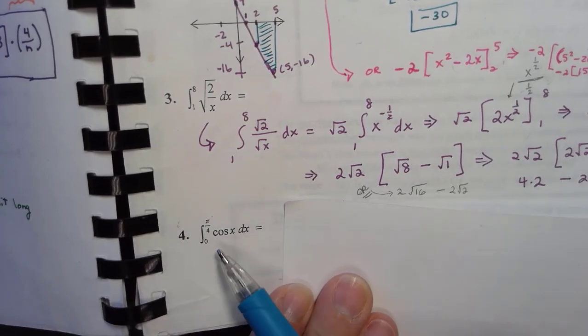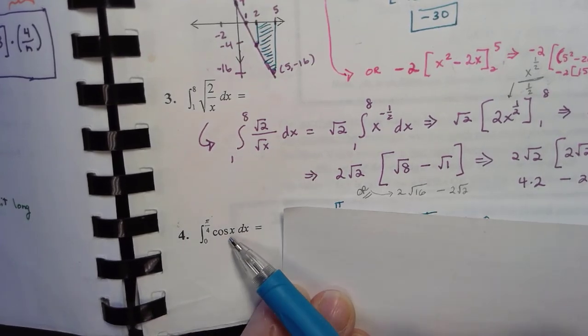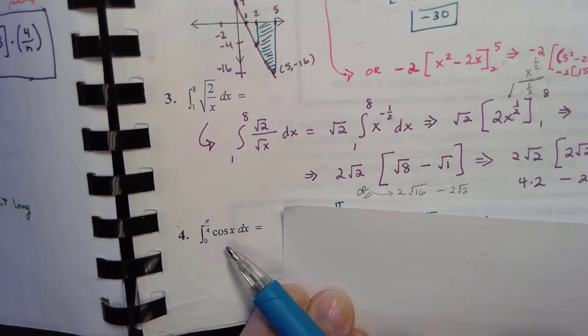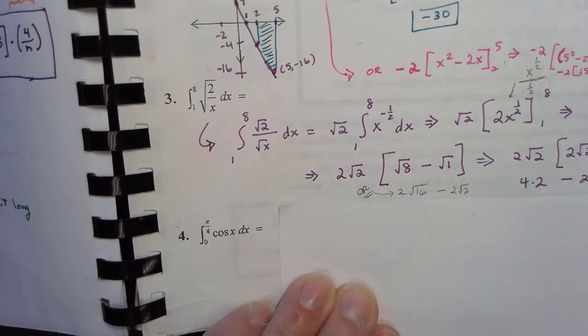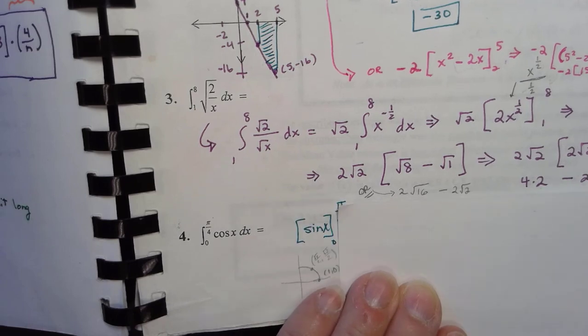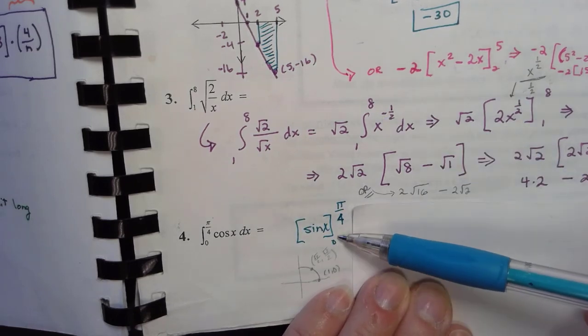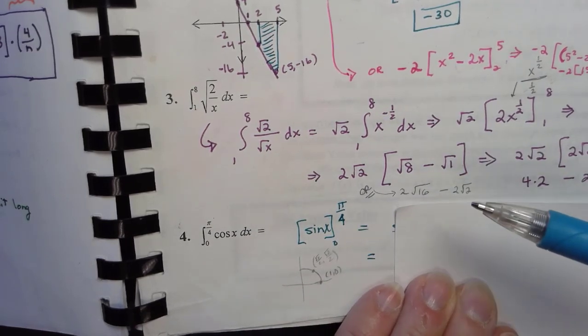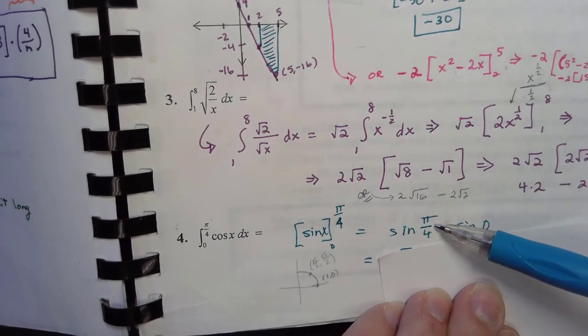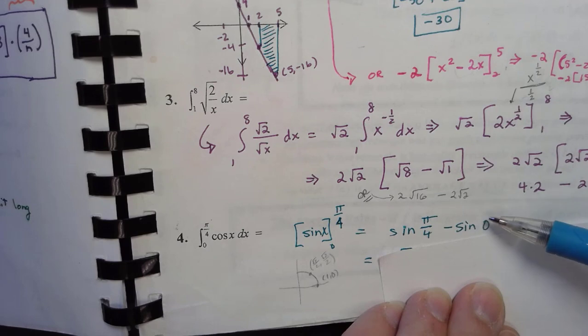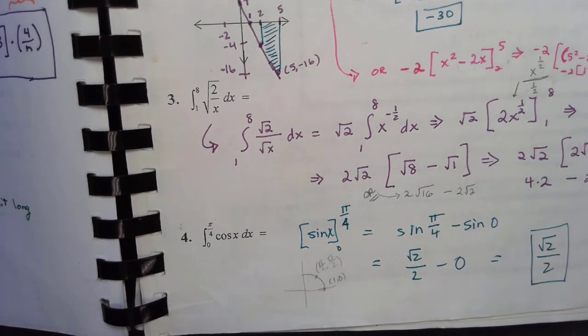All right, again, you have to be very careful when you're anti-differentiating your trig functions because you really need to know them. Let us remember, cosine is the derivative. It came from sine. So the antiderivative of cosine is sine. And we're going to evaluate from 0 to pi over 4. So the sine of pi over 4 minus the sine of 0, we know that this is square root of 2 over 2 minus 0, which is square root of 2 over 2.